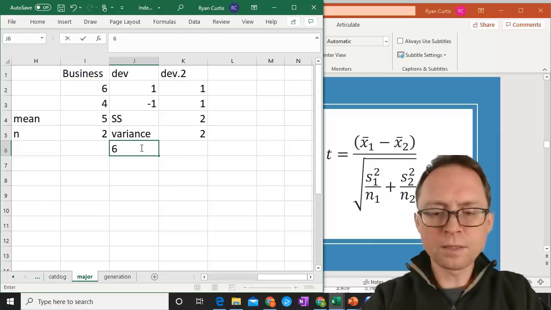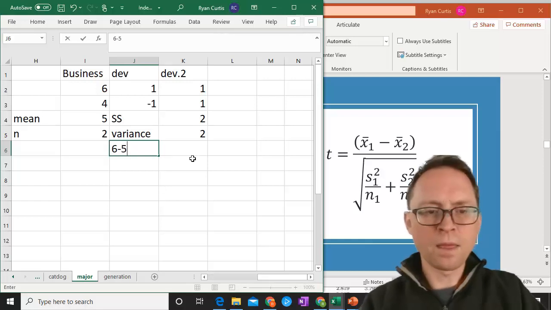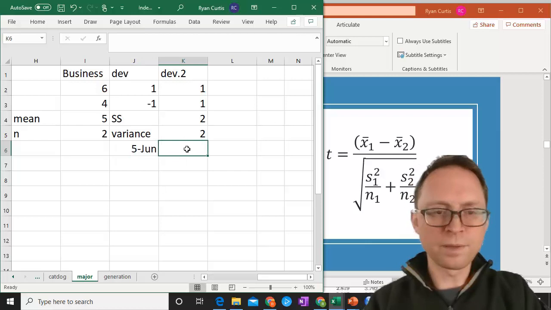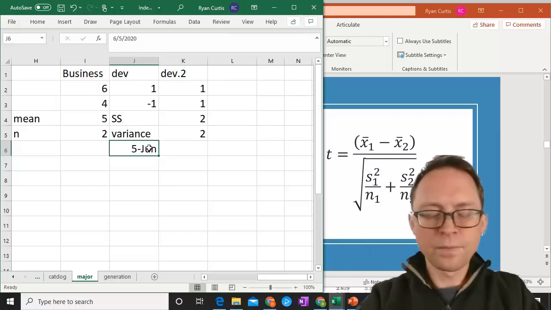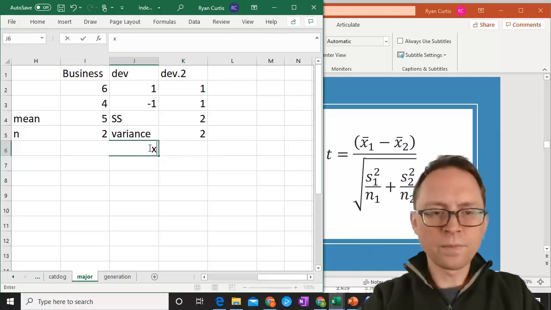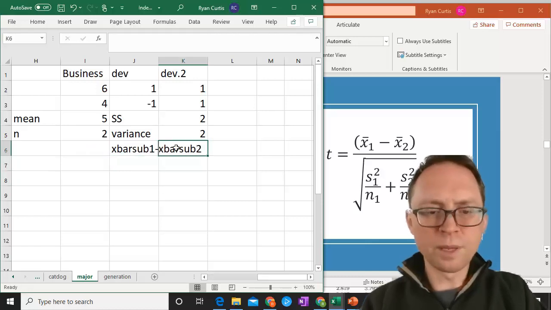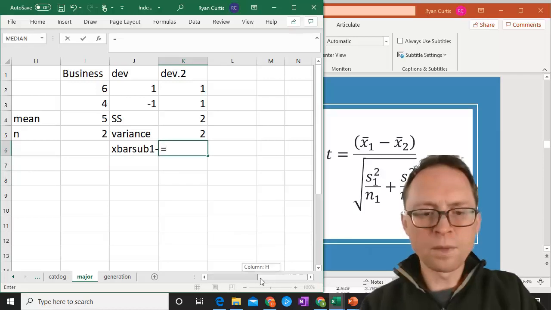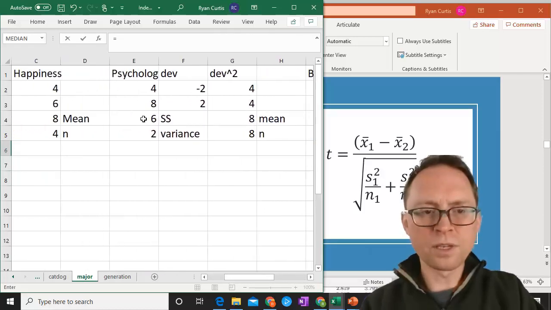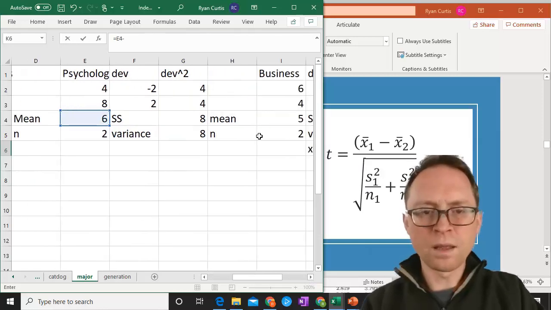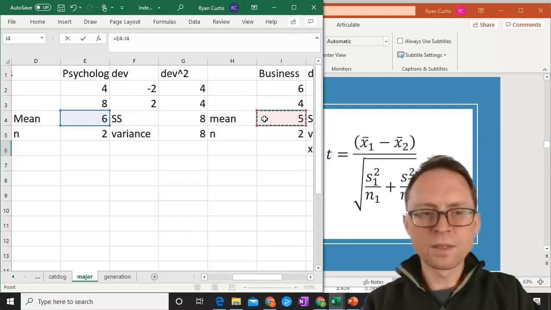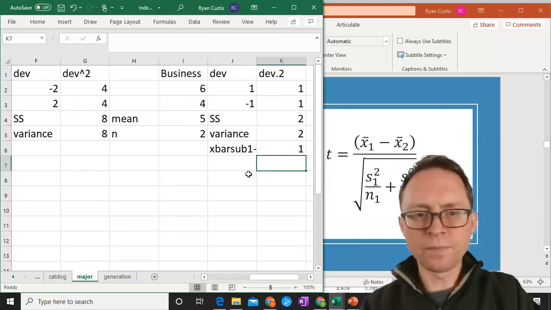6 minus 5. X bar sub 1 minus x bar sub 2 is going to be the mean of psychology minus the mean of business. 6 minus 5, that equals 1.